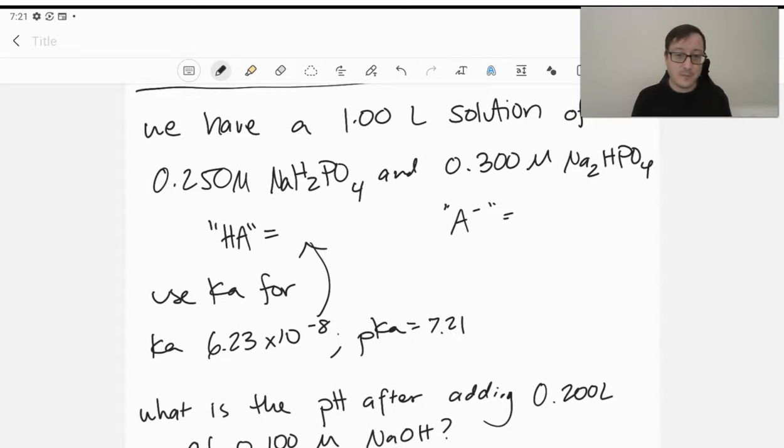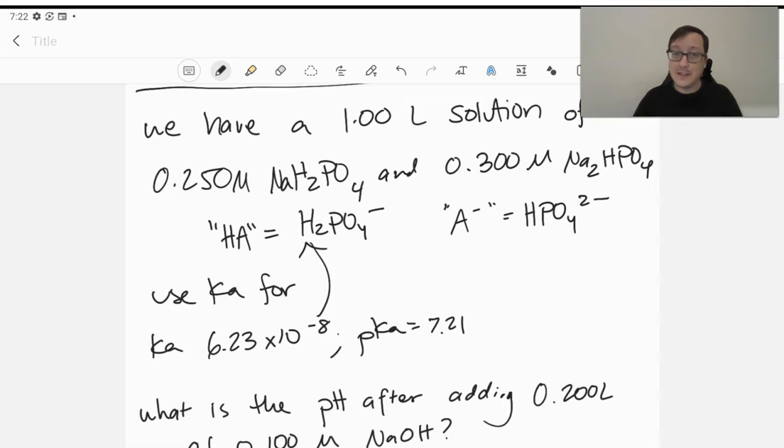Remember that anytime we're talking about conjugate pairs, they always differ by 1 proton. And so our HA in this case is going to be H2PO4 minus. That's okay. We choose what HA and A minus are. The only distinction is that they have to differ by 1 proton. That's it. So A minus is going to be our other component of the solution here.